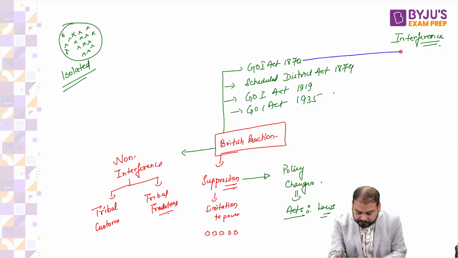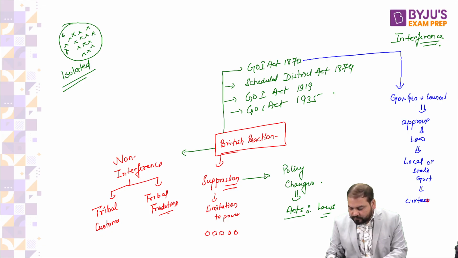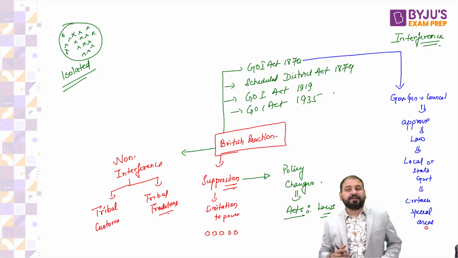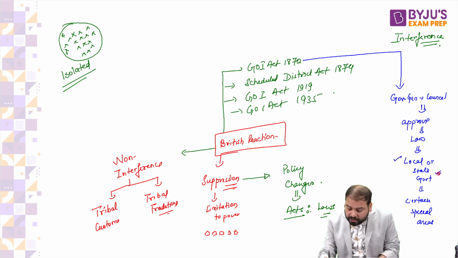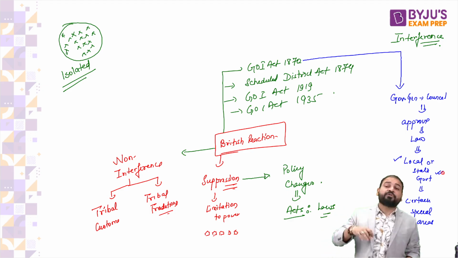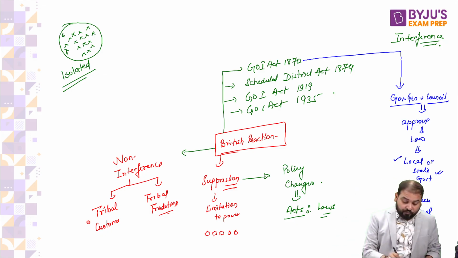For example, they said that the Governor General's Council will approve any law which is made by the local or state government for the administration of certain special areas. So you can see, guys, what they are saying: in certain areas, any rule or law made by either the local or the state government will come into action only if the Governor General's Council has approved it. Then 4 years later, they brought this new law.